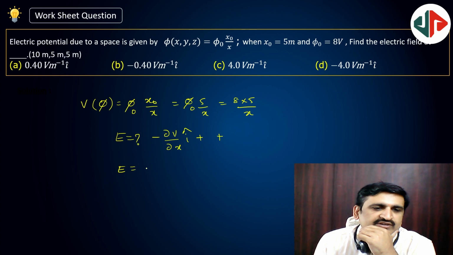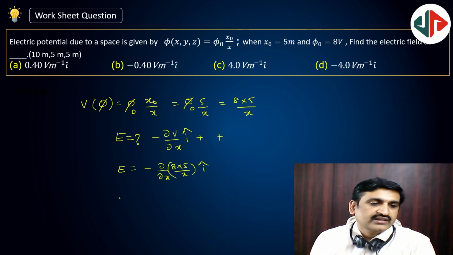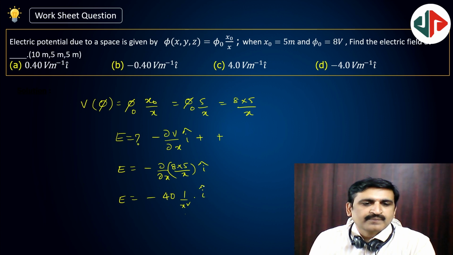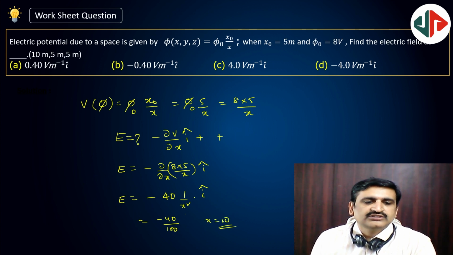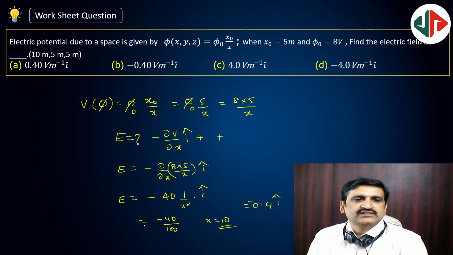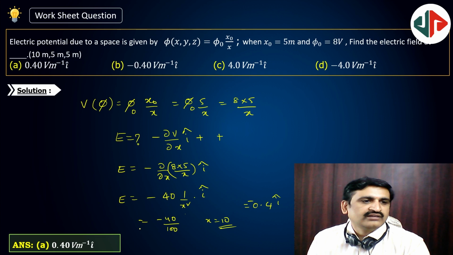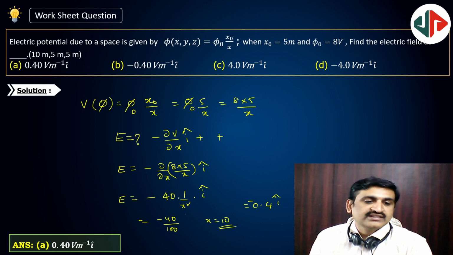So E is equal to minus dou by dou x of 8 into 5 by x, that is E equal to minus 40 into minus 1 by x square into i cap, that is 40 by 100 because x is equal to 10. So that is 0.4 into i cap. What about the negative sign? Okay, this is minus 1 by x square, so this minus will go, so plus only is correct. Yes, option A is the correct one.